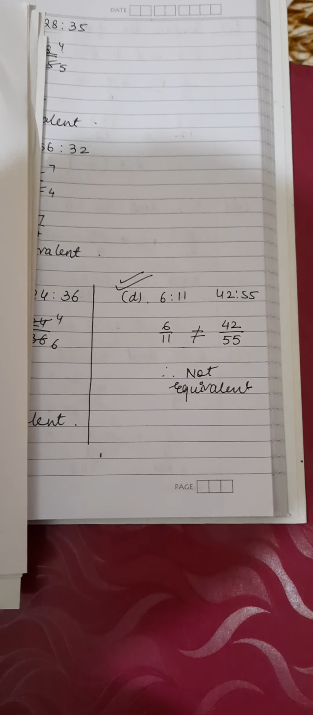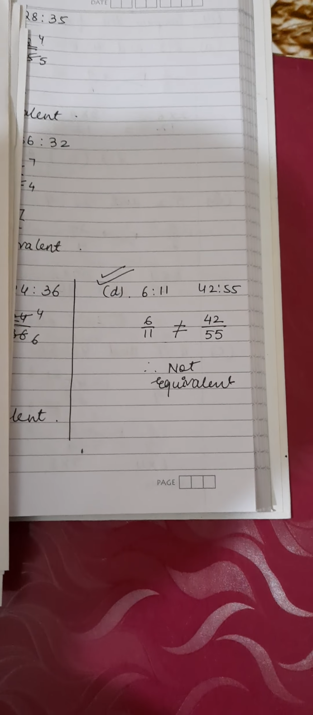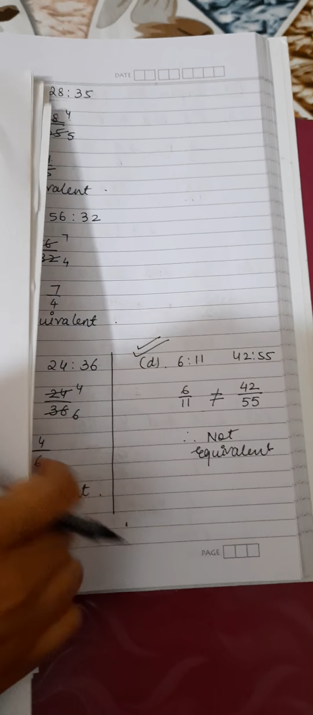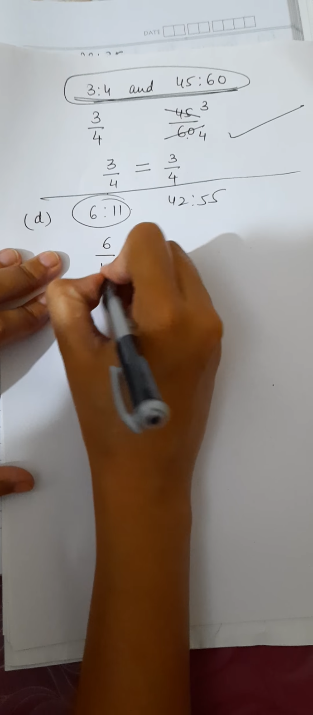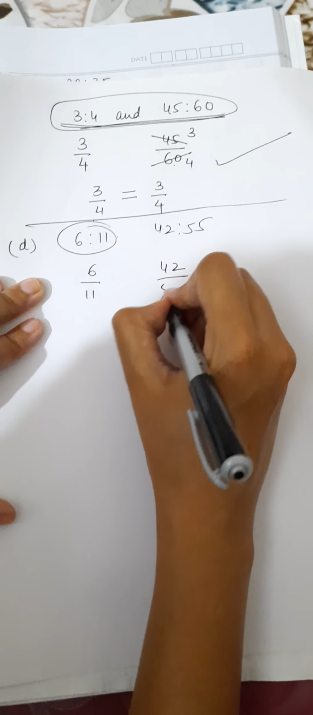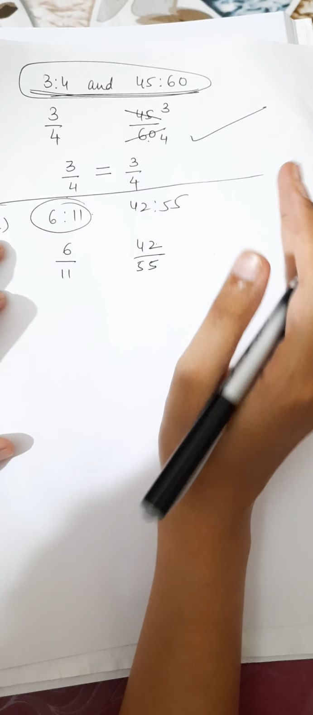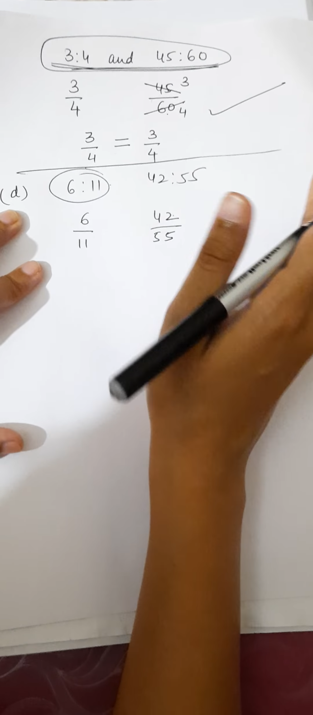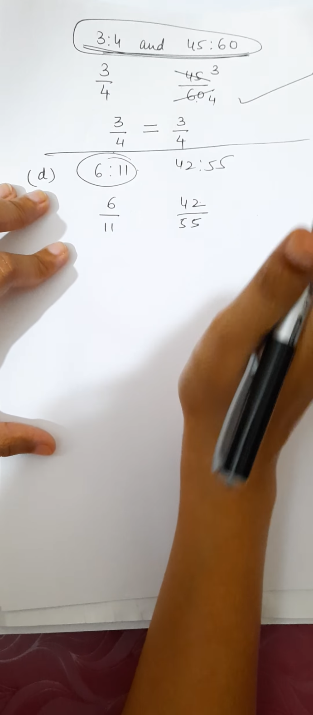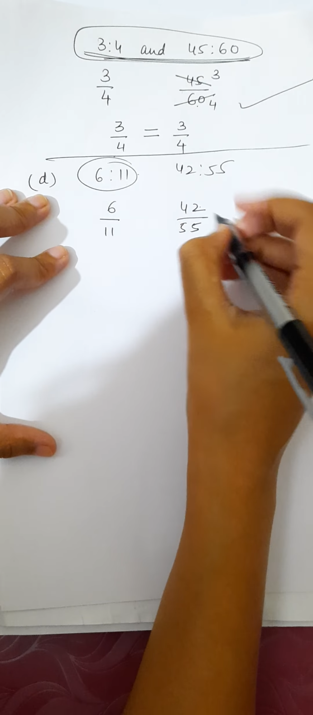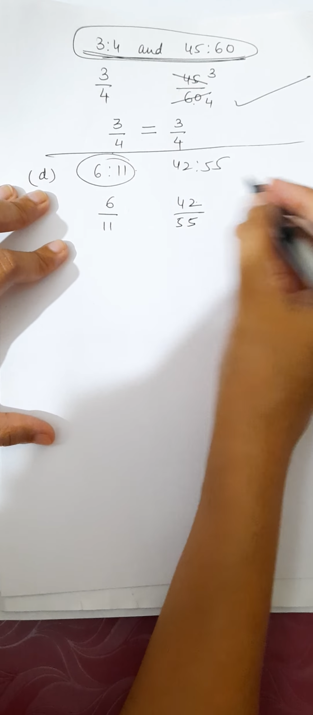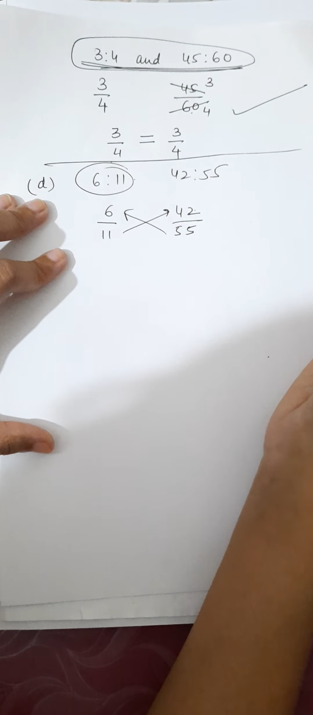Now D part is 6:11, 42:55. What is the meaning of the 6:11? 6 upon 11. This means 42 upon 55. Now I can see that 42 and 55 do not have a common factor. Or if you people are finding it difficult to know whether they are getting cancelled or not, do the cross multiplication.